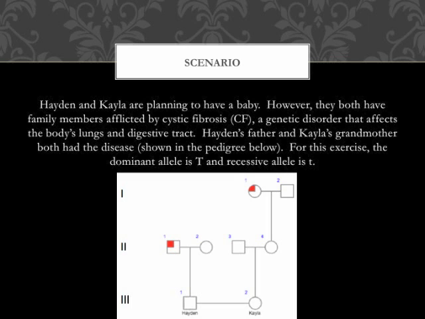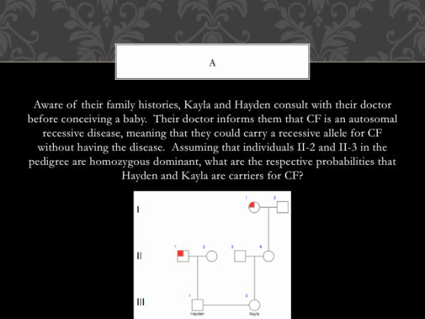For this exercise, the dominant allele is capital T and the recessive allele is lowercase t. This scenario is very similar to real-life examples. Aware of their family histories, Kayla and Hayden consult with their doctor before conceiving a baby. Their doctor informs them that cystic fibrosis is an autosomal recessive disease, meaning that they could carry a recessive allele for cystic fibrosis without having the disease.